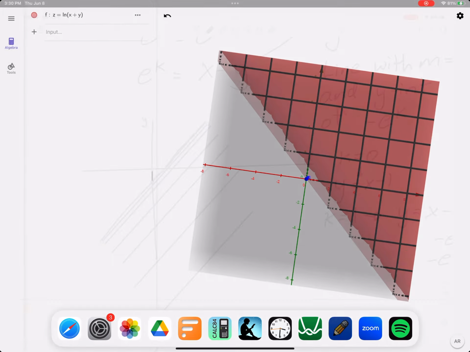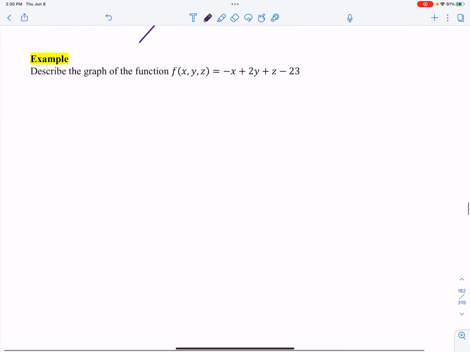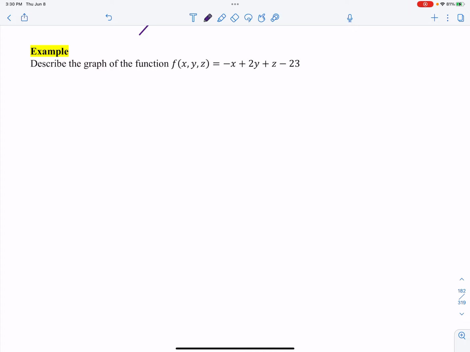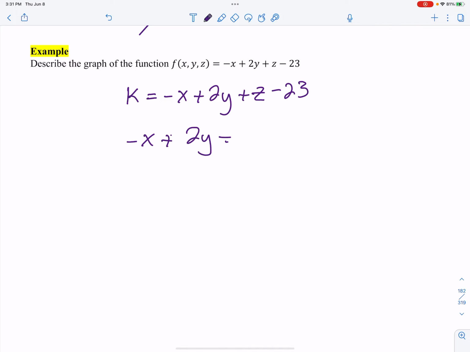All right, let's jump back to our notes. I have one more here. It says describe that graph, right? And we need k. So k equals, that's going to be our output, negative x plus 2y plus z minus 23. I'm going to manipulate some things. I'm going to add 23 to the other side and then flip my equation over. So I got negative x plus 2y plus z equals k plus 23.